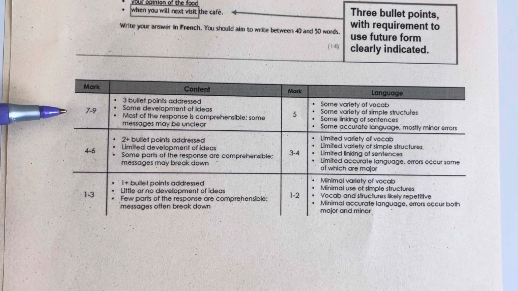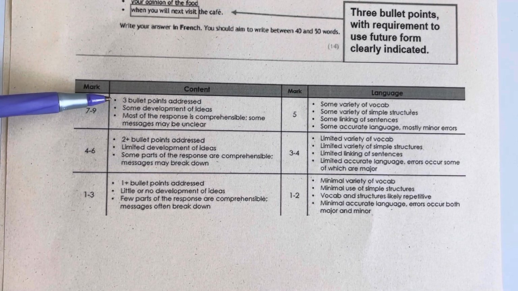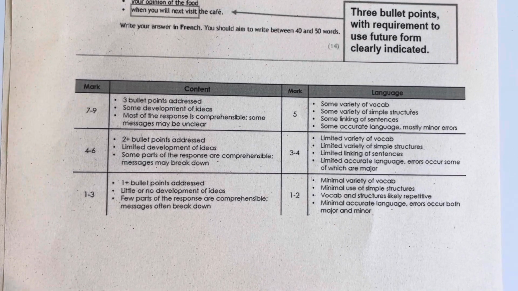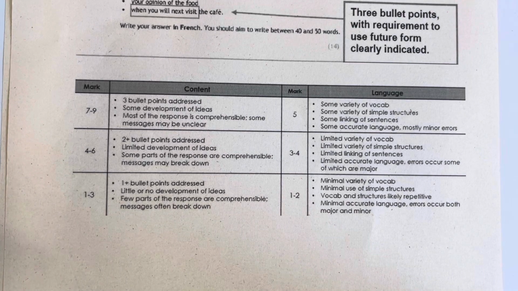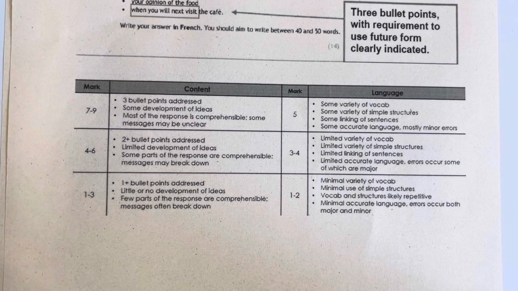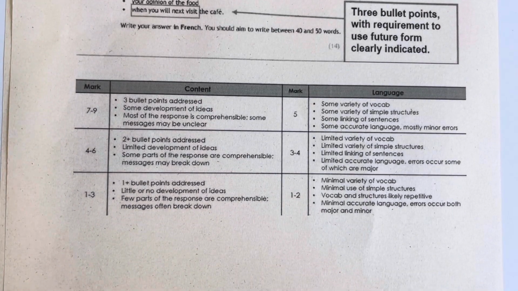Here, in terms of content, the key is to address all three bullet points, so you have to answer all three bullet points. It's asking you for some development of ideas. As we've seen in our work booklet, development means giving a reason, adding an opinion starter, linking your ideas with conjunctions, and lots of other fabulous things that we've been practicing. It says here that to maximise your marks for content, most of the response will be clear, although some messages may be unclear. Obviously, we are aiming for clarity at all times.